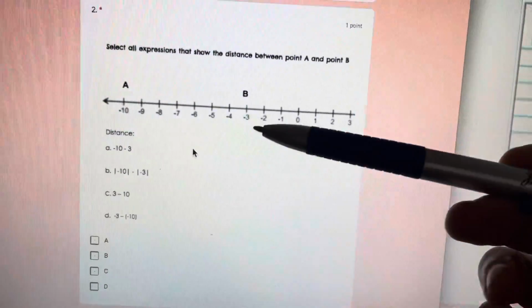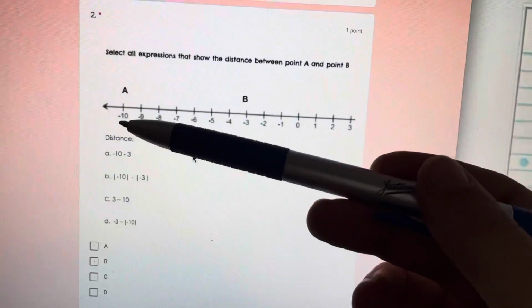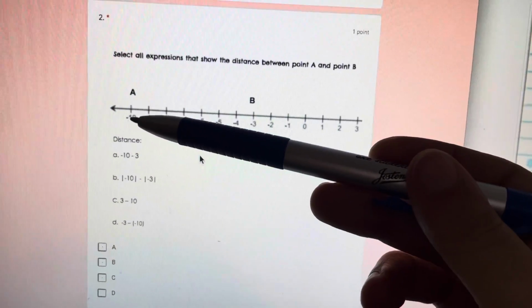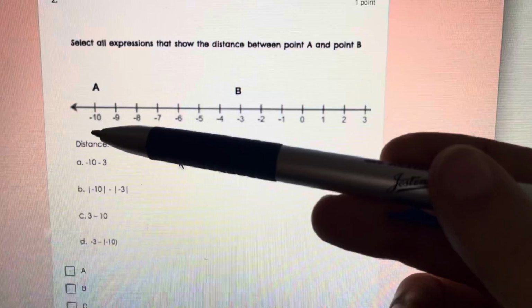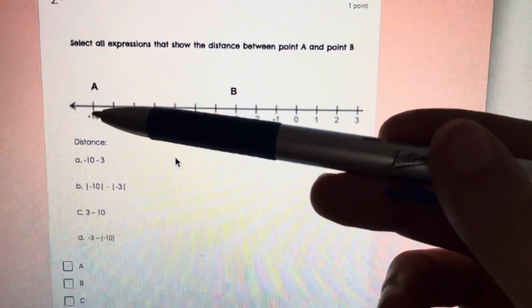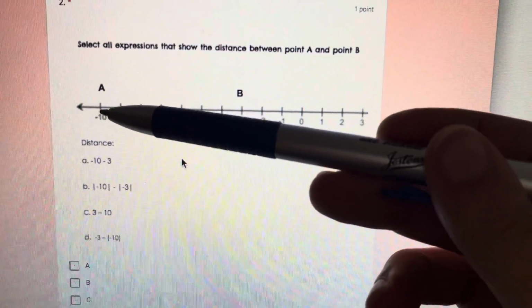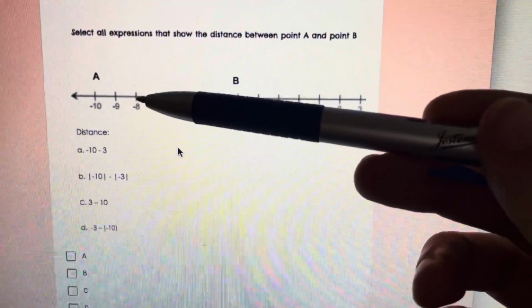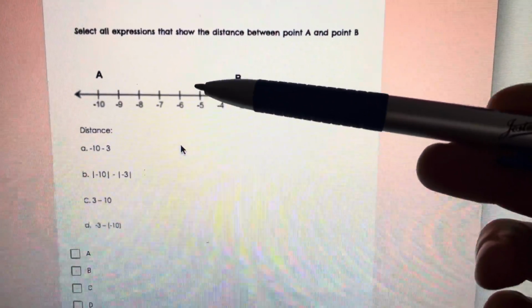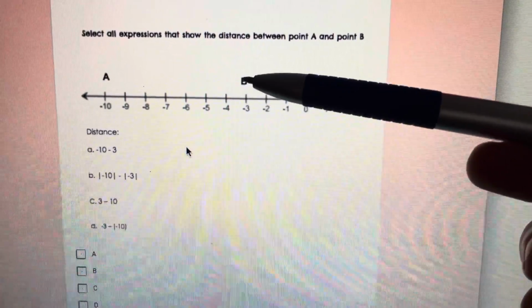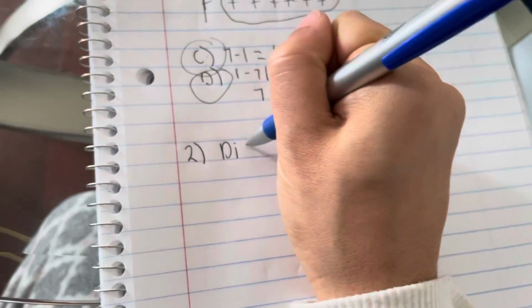So we have from -10 to -3. So I'm going to count the spaces. Do not count the numbers. Don't be like 1, 2, 3. No, it's the space in between them. So 1, 2, 3, 4, 5, 6, 7. So the distance for number 2 is 7.